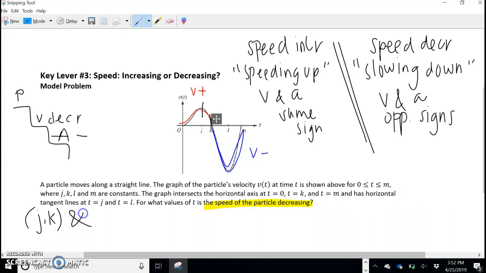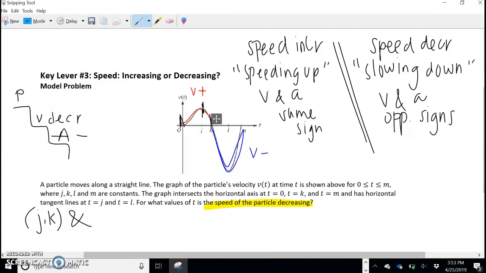I think there's another place where I can get an answer to this question too, but it's going to be down here in the blue graph. I am not considering anything in here between 0 and J, because although my velocity is positive, my velocity is also increasing, which means the acceleration is positive. We have same signs there. That's not what I want.